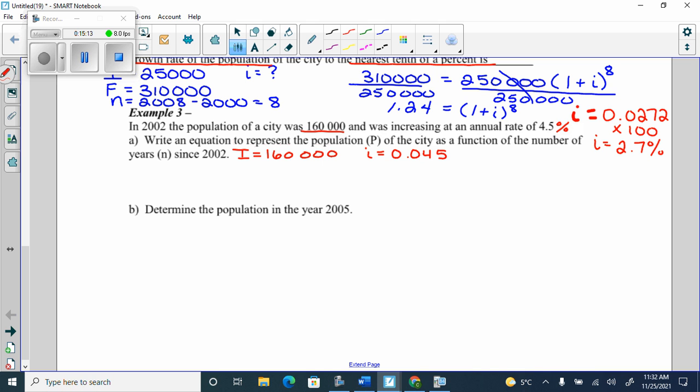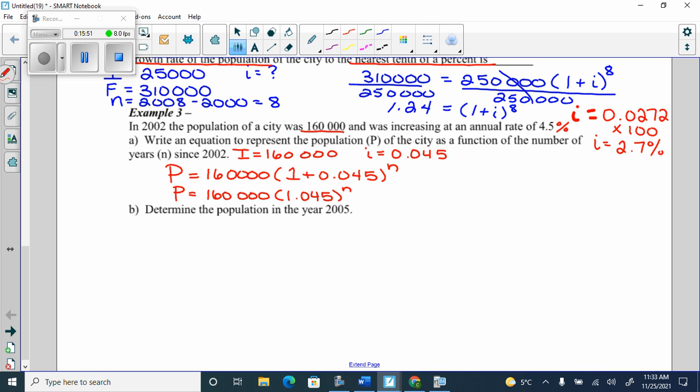Now here it says write an equation to represent the population P, so Y actually has to be P, of the city in the number of years N. So we actually only fill in the capital I and the I for this. So it's going to be P equals, and you can't use Y because they told you P is the population. And then 160,000 bracket 1 plus 0.045 to the N. And they'll put that together. So they're going to go 160,000 bracket 1.045 to the N.